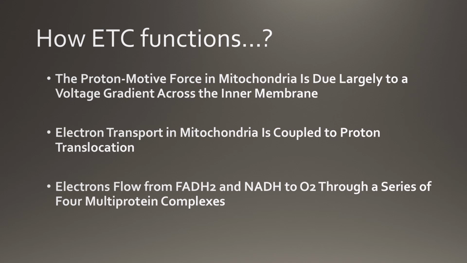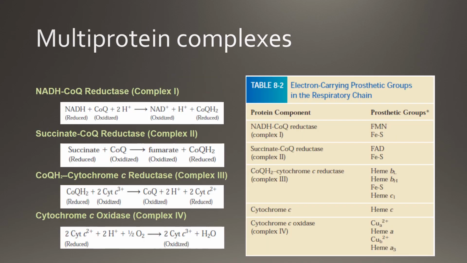as shown in the next slide. So here this table is showing the electron-carrying prosthetic groups in the respiratory chain. Before considering the function of each complex, we examine several of these electron carriers. This is the table where the protein components and their prosthetic groups are shown.